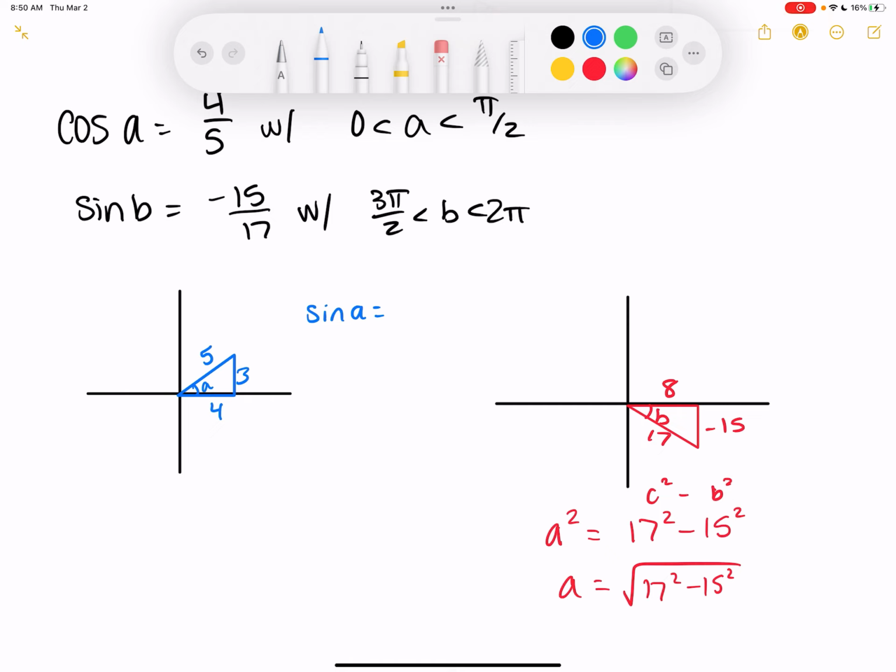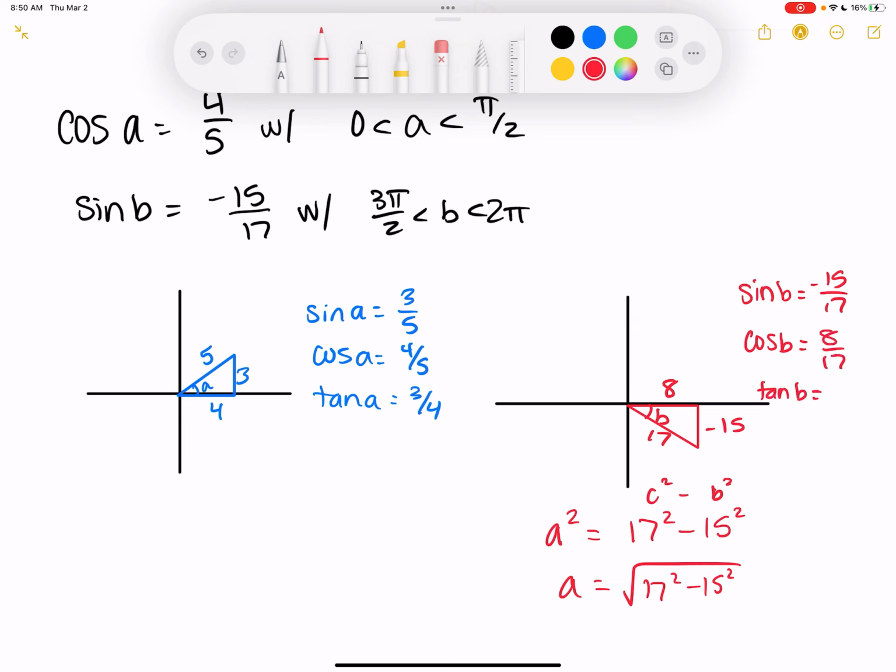3 over 5. Cosine was given to us, but I still usually go ahead and write it just so that it's there. Tangent of A is 3 over 4. And then I do the same thing for the other one. So sine of B, sorry, was given to us, negative 15 over 17. Cosine of B, 8 over 17. And then tangent of B, negative 15 over 8.